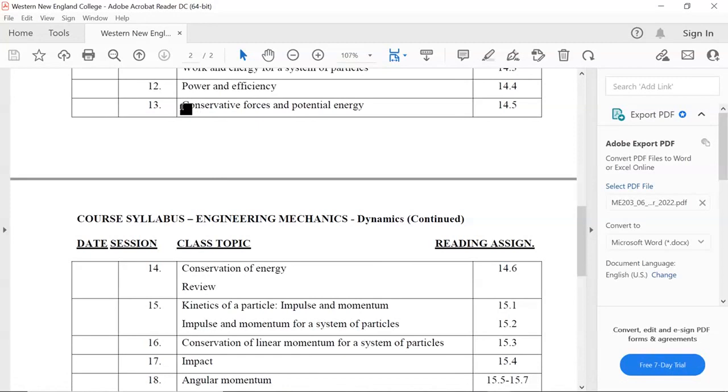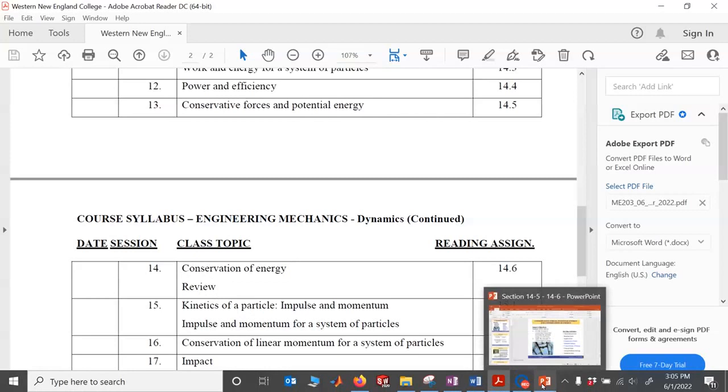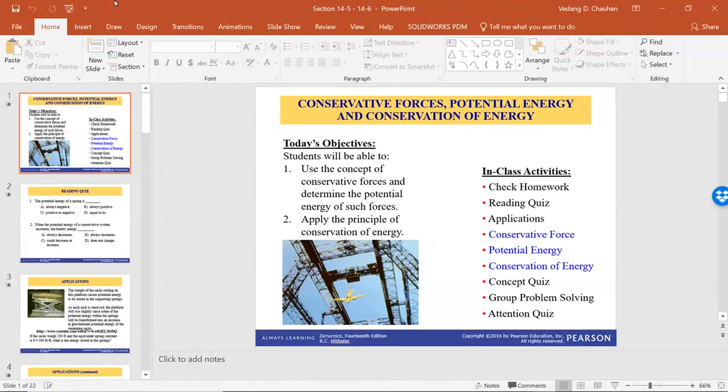Chapter 14, Topics 14.5, Conservative Forces and Potential Energy, and Topic 14.6, Conservation of Energy. Conservative Forces, Potential Energy, and Conservation of Energy.